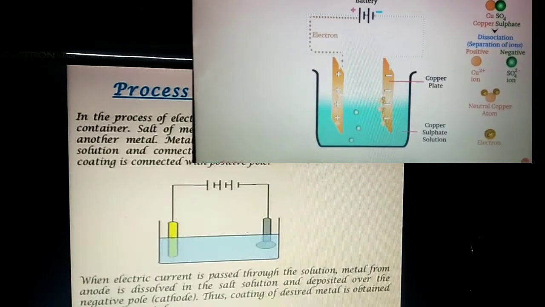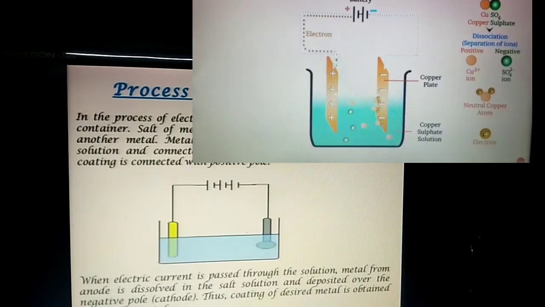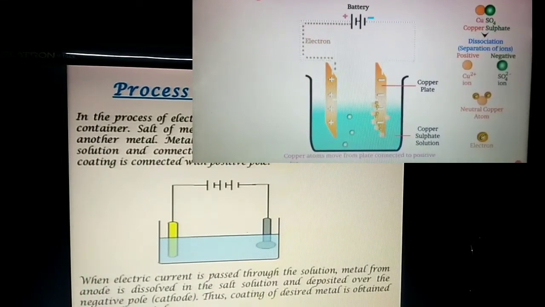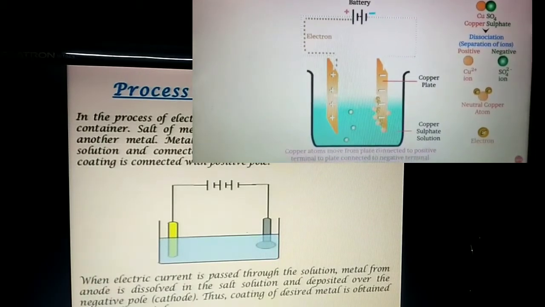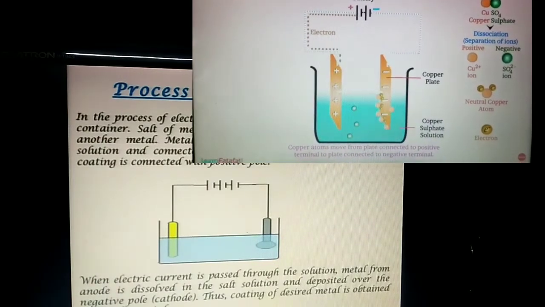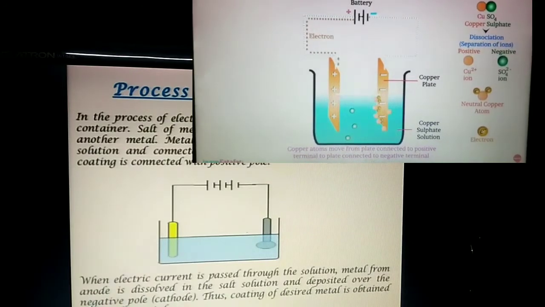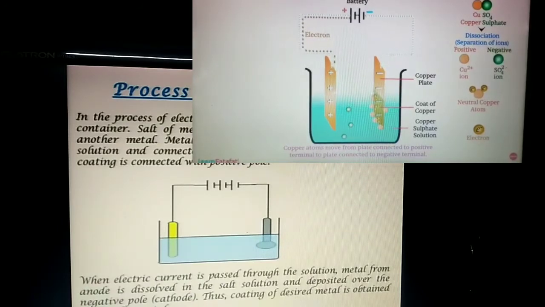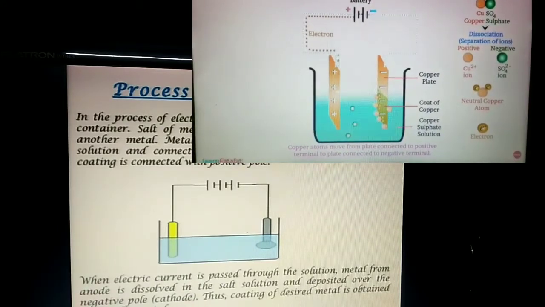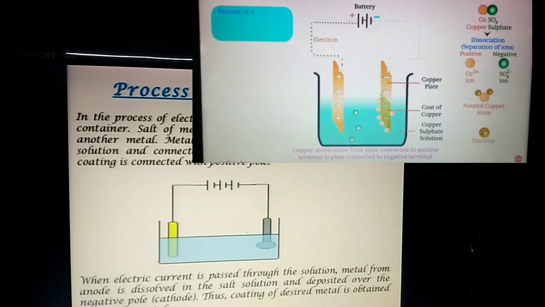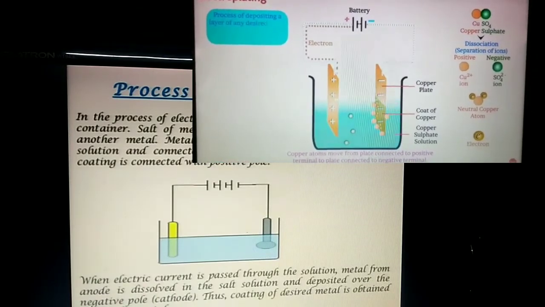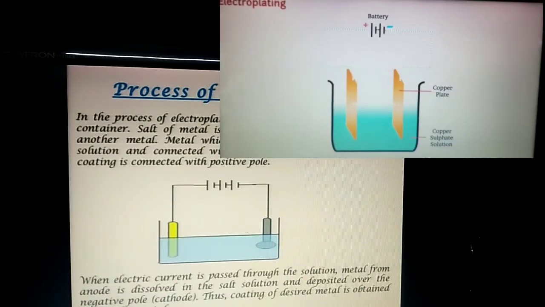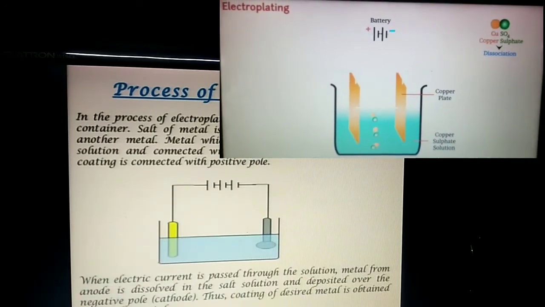In the process of electroplating, metal salt solution is taken in a container, that is an electrolytic cell. Salt of the metal to be coated over another metal is chosen, suppose we are choosing copper sulfate. The metal which is to be coated is dipped in the solution and is connected with the negative pole. Since metals form positive ions, they will move towards the cathode. The metal for the desired coating, that is copper, is connected with the positive pole.